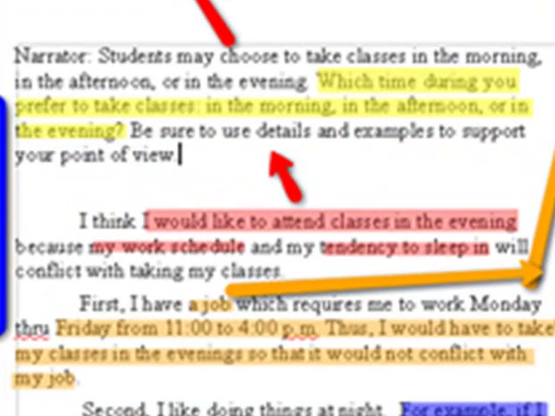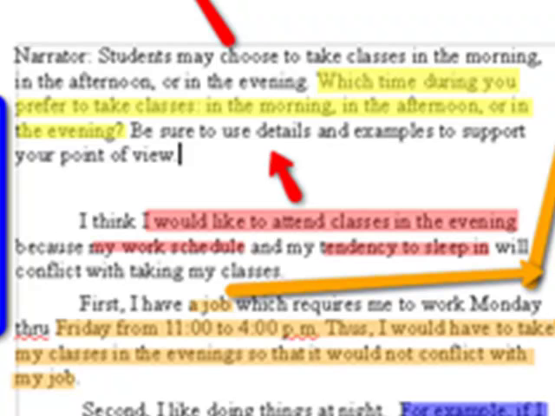All right, let's take a look at a sample paired choice speaking task. Here's a question. Students may choose to take classes in the morning, in the afternoon, or in the evening. Which time do you prefer to take classes? In the morning, in the afternoon, or in the evening? Be sure to use details and examples to support your point of view. Okay, here's how you could answer this particular speaking task.